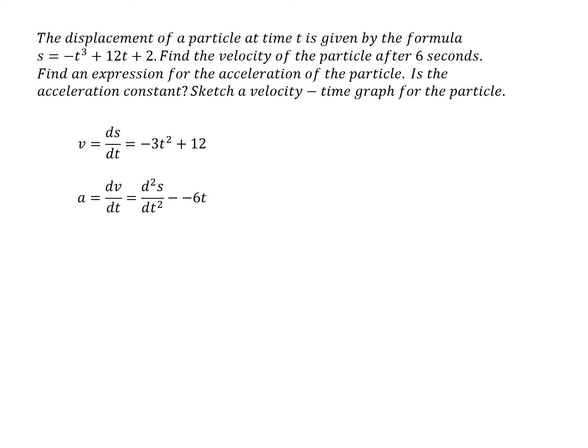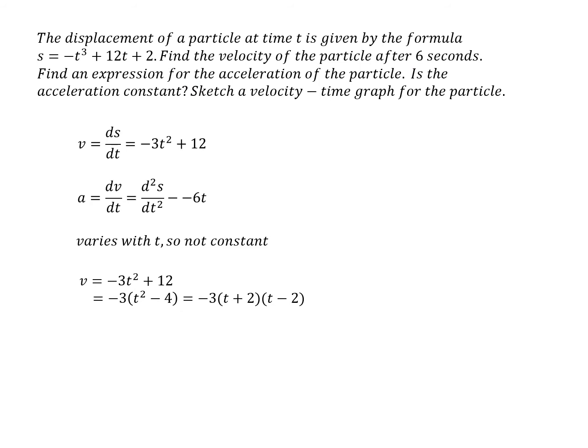So when we do that, the velocity is minus 3t squared plus 12, acceleration is minus 6t, and therefore because it varies with t, the acceleration is not constant. So we've answered the first part of the question, and for the second part we just need to sketch a velocity-time graph for the particle now.